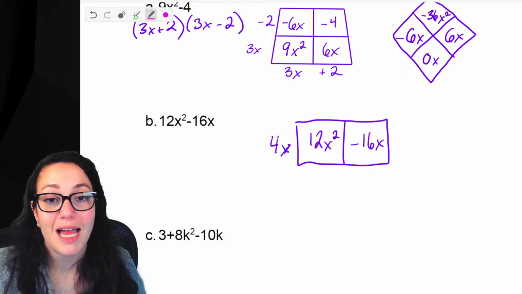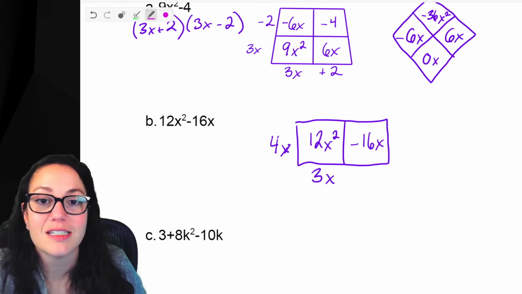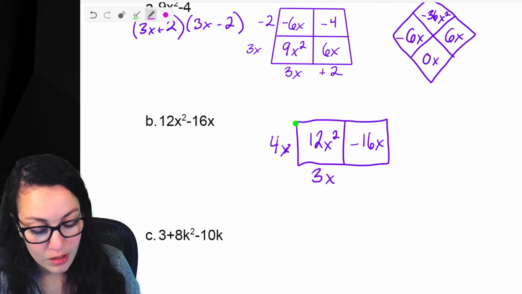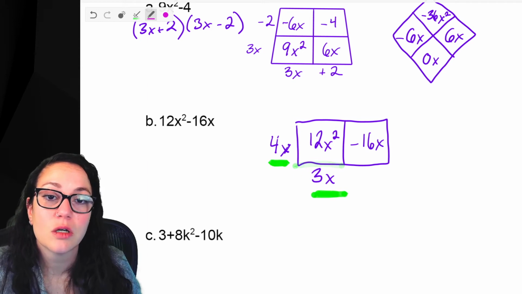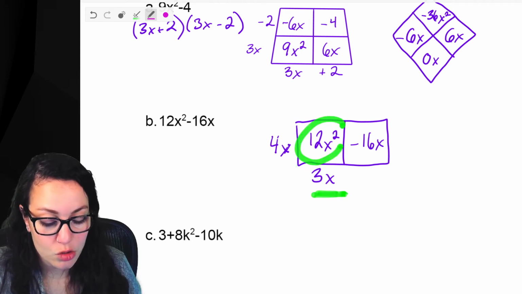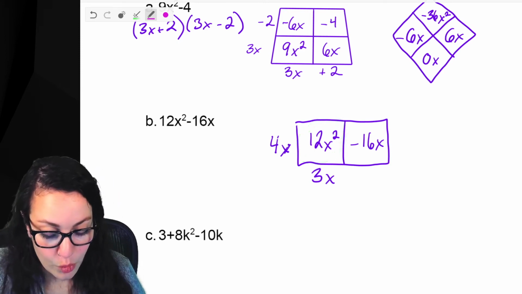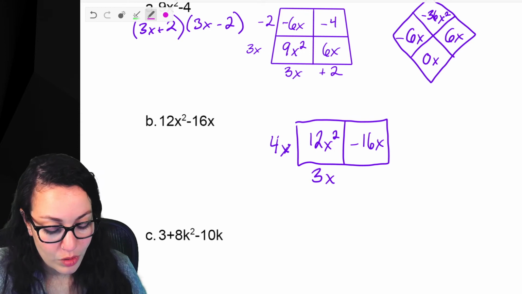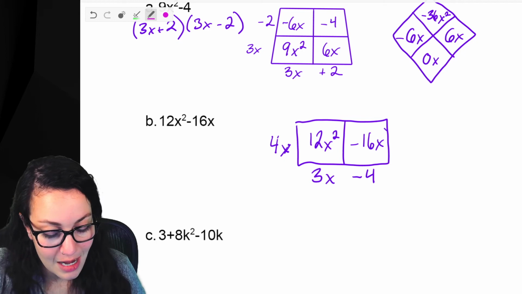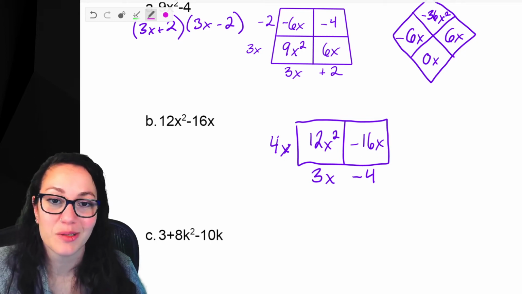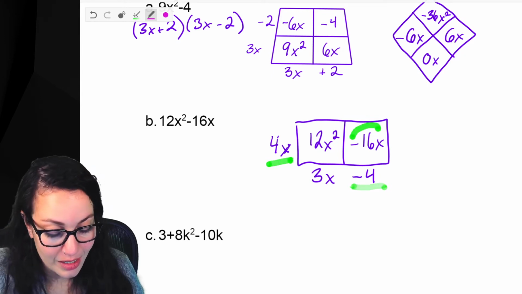So 4 times 3 is 12. And x times x is x squared. So now I can look, the length and width of this box are 4x and 3x. 4x times 3x does give us 12x squared, so we're good. Then I think about, okay, well, 4x would have to be multiplied by negative 4 to get negative 16x. Right, so negative 4 times 4x is how we get to negative 16x.